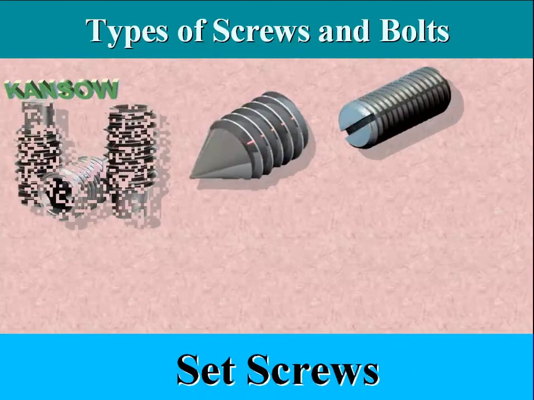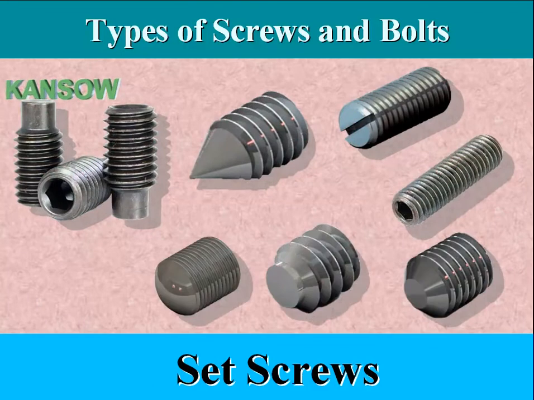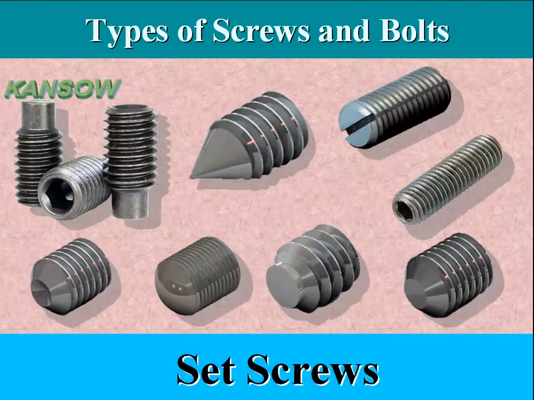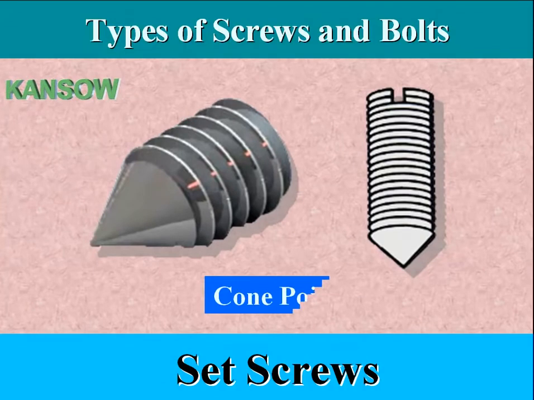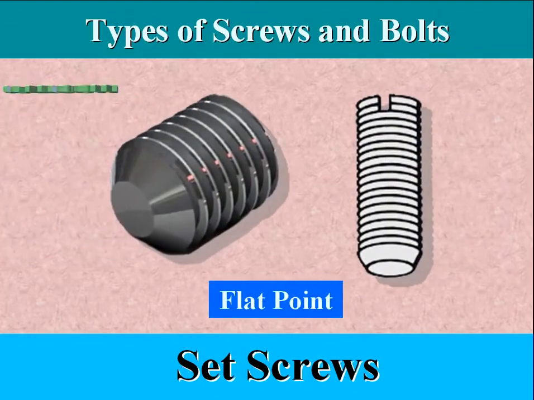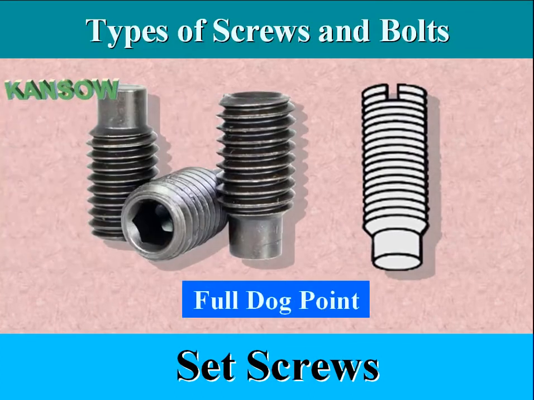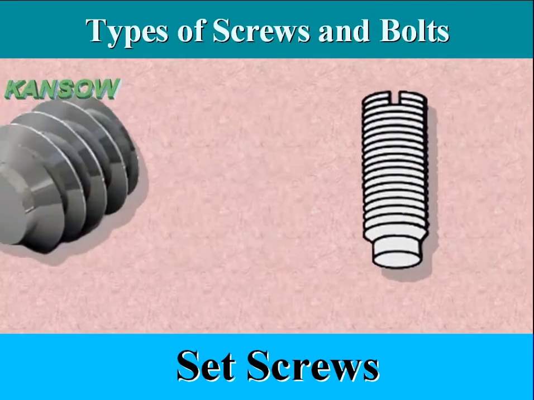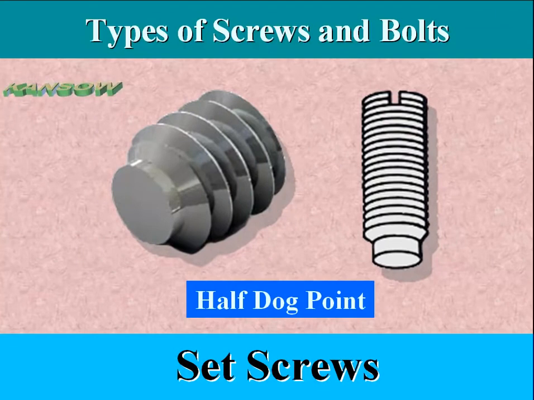Set screws. Set screws are machine screws with no head for screwing all the way into threaded holes. Frequently used to hold a knob, collar, pulley or gear to a rotating shaft. There are a variety of head or point styles, each best suited for its job.